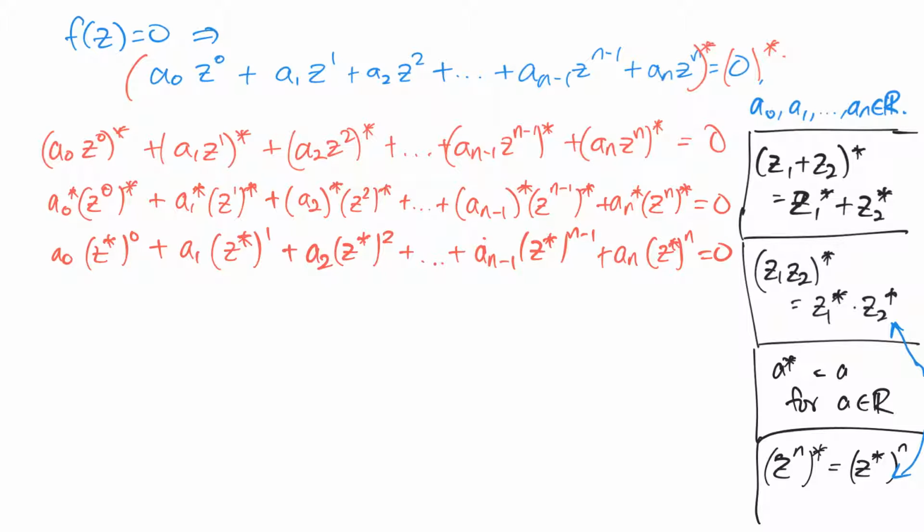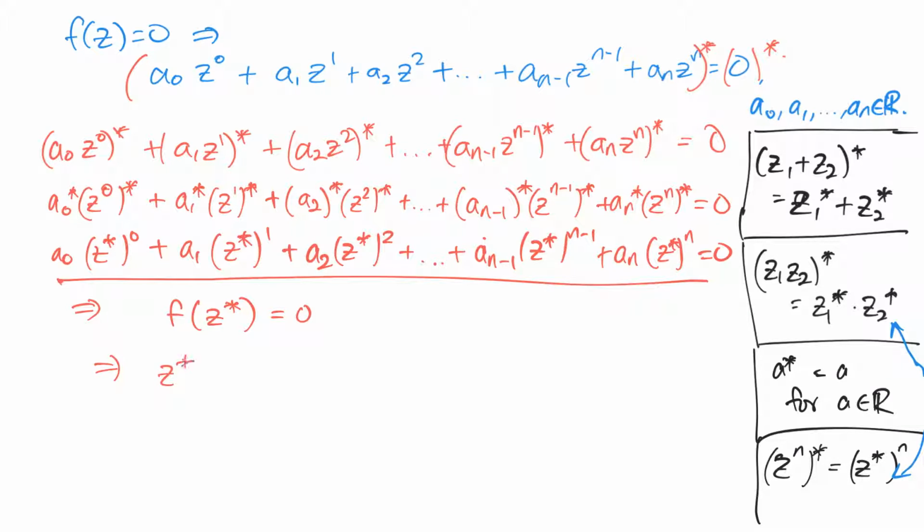So now look at this statement over here. This is the same as saying that f of z star is equal to 0. And that means that z star is a root of f of x, the polynomial.